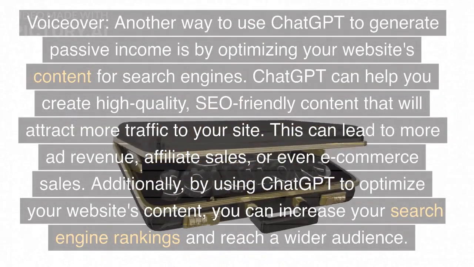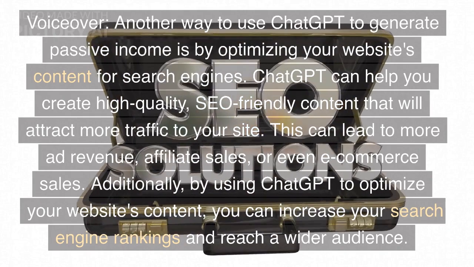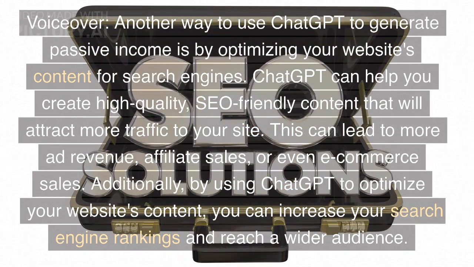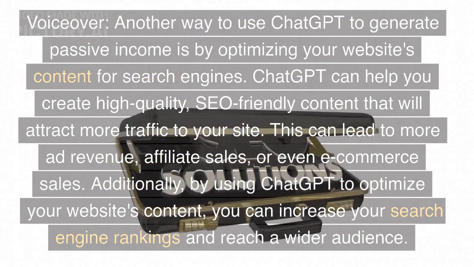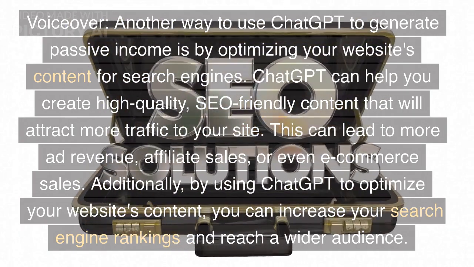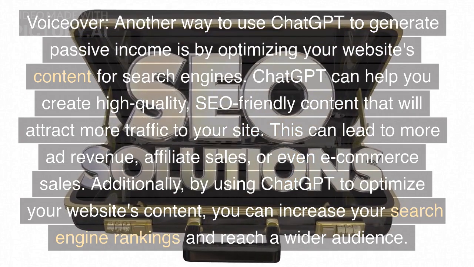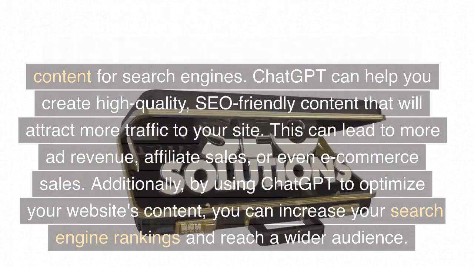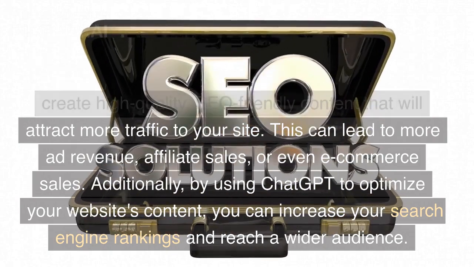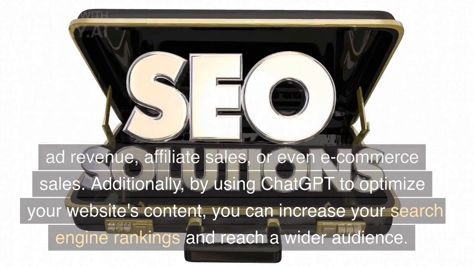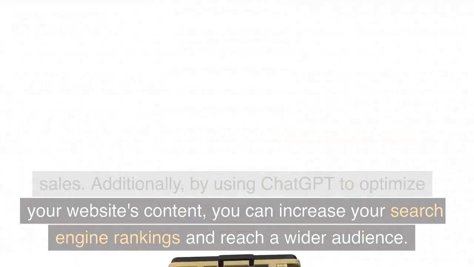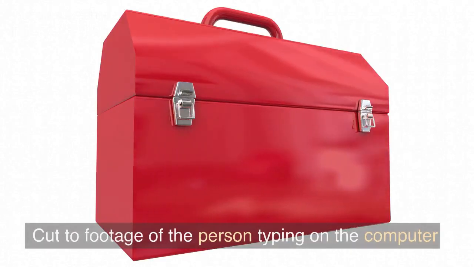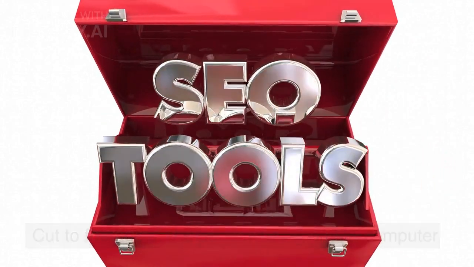Cut to footage of the person setting up a website. Another way to use ChatGPT to generate passive income is by optimizing your website's content for search engines. ChatGPT can help you create high-quality, SEO-friendly content that will attract more traffic to your site. This can lead to more ad revenue, affiliate sales, or even e-commerce sales. Additionally, by using ChatGPT to optimize your website's content, you can increase your search engine rankings and reach a wider audience.